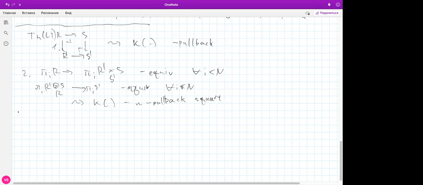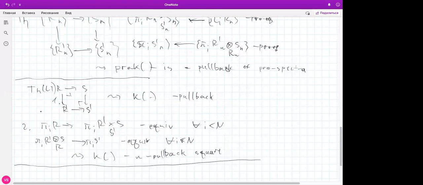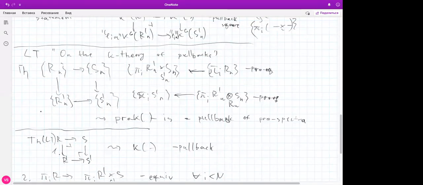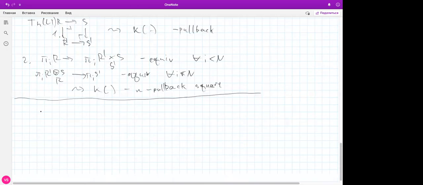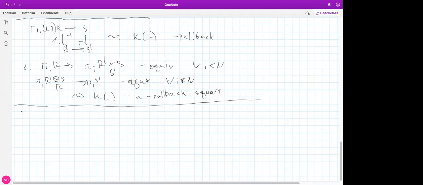Okay, so what I'm going to claim now is that these theorems of Tamme are actually a very general phenomenon that doesn't have anything to do with rings, or even with E_1. It's something very categorical. So, theorem: assume you have a square of stable infinity categories.